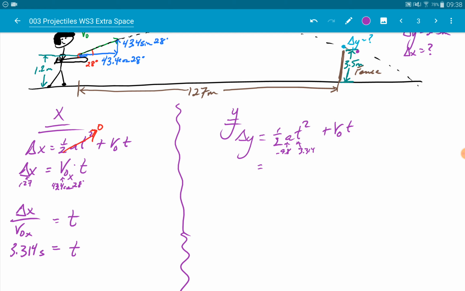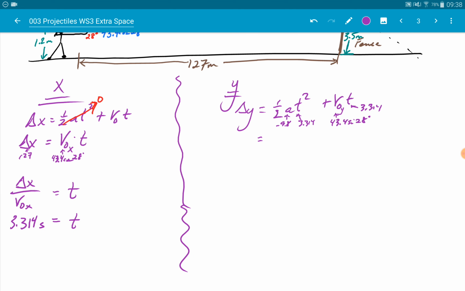What's my v naught? Remember, that's v naught in the y dimension in there as well. And I do know that that's 43.4 sine of 28 degrees. And then again, I know the time is 3.314. So I know all of these things on the right-hand side, so now I can just go and put them in. Am I going to rewrite them? No, I'm not going to rewrite them. You've done enough of these, and you can see it all right there. So let's go ahead and put all that in.